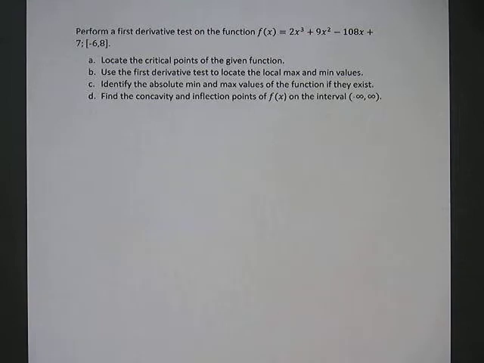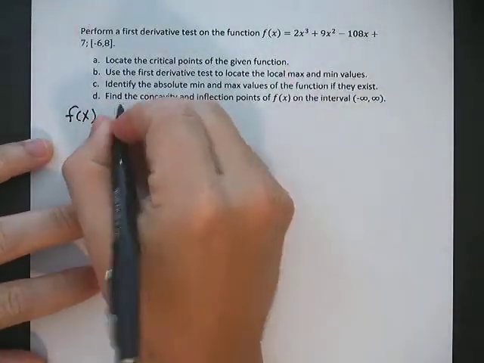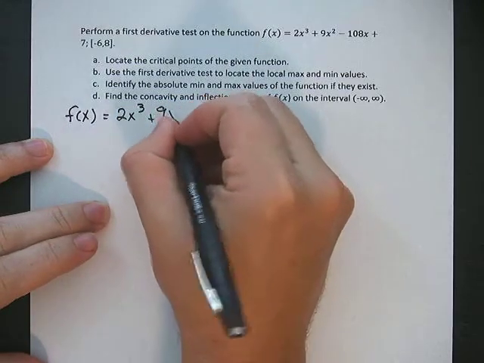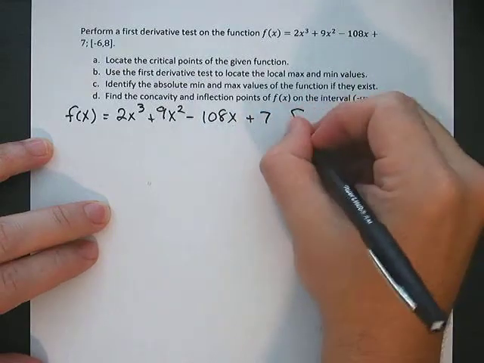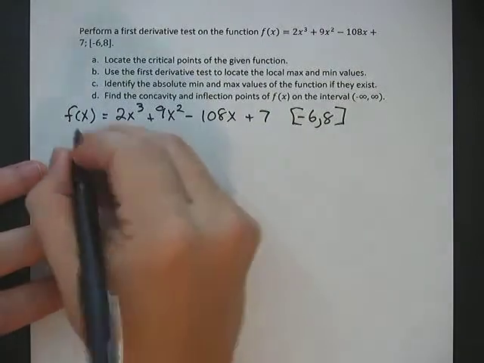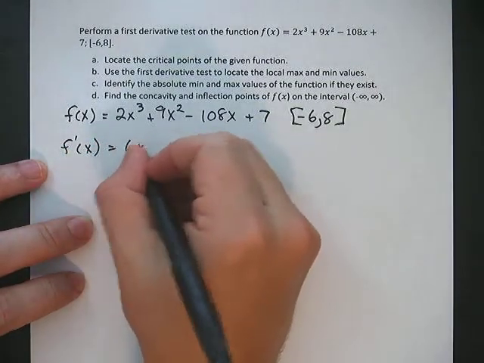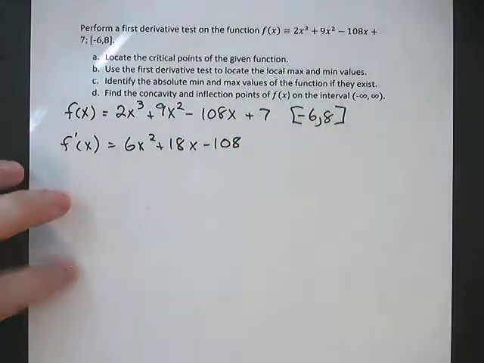Okay, so the first thing we want to do is take the derivative of the function. I'll write the function down here again, since it split lines there, and that is on the interval -6 to 8. That's a closed interval. So f prime of x, taking the derivative term by term, gives us 6x squared plus 18x minus 108.